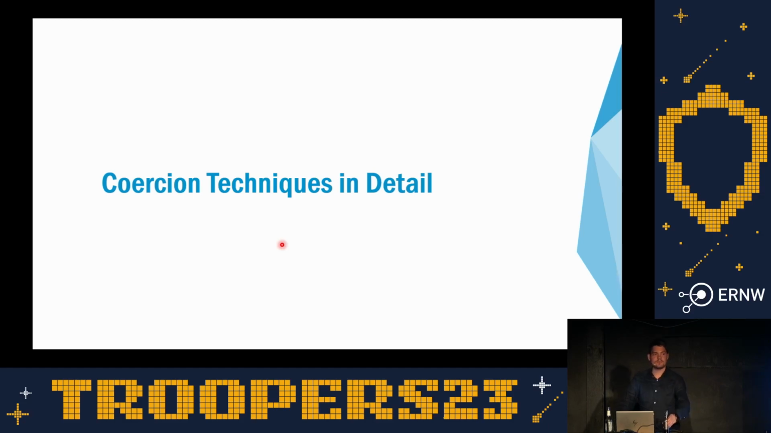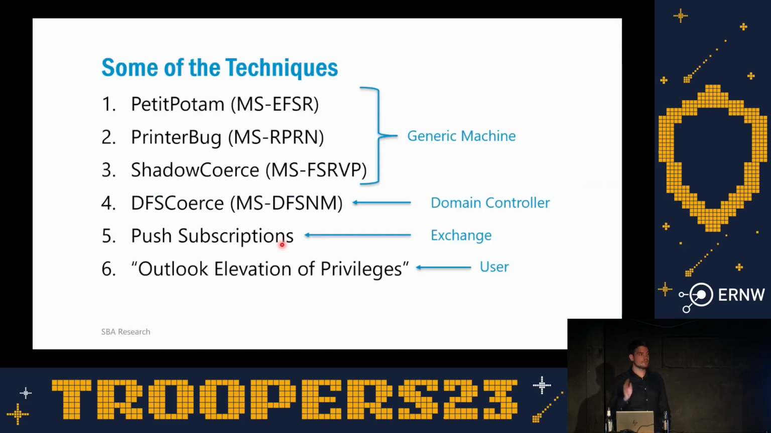But how can we do this? There are various techniques that I will now show in detail for you to understand. Those are just some of them. There are 6. There might be more. You can see there are many. Some of them are fixed. Some of them have very specific preconditions, like they only work on the domain controller or on Exchange. And at least for the first one, I will go into detail about how it works. So let's go through all of them.